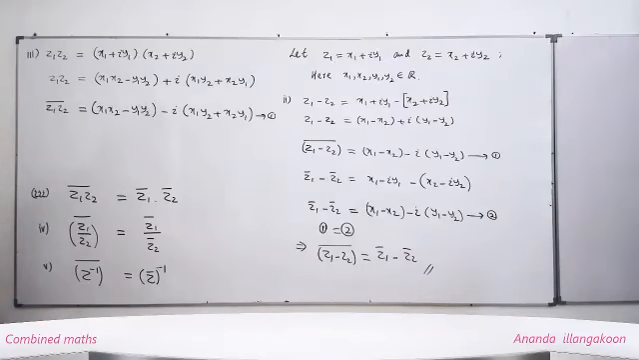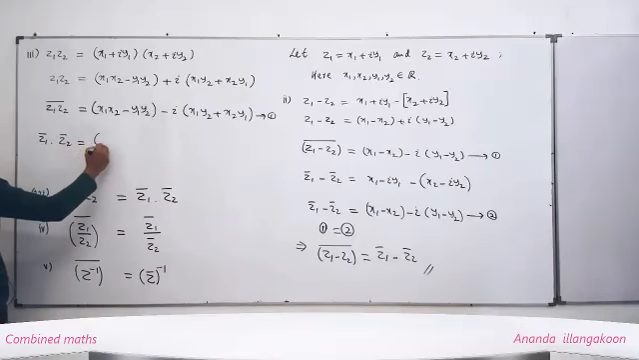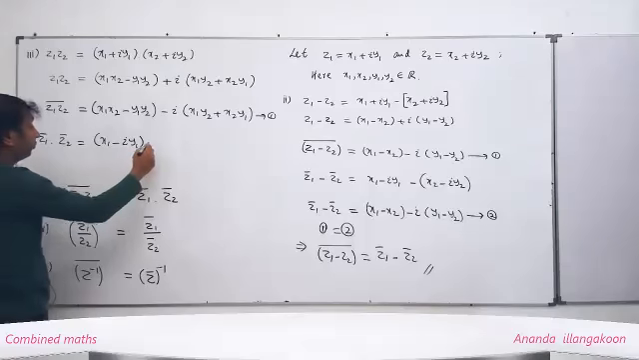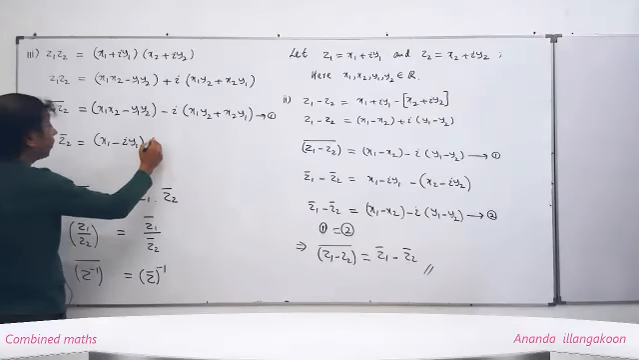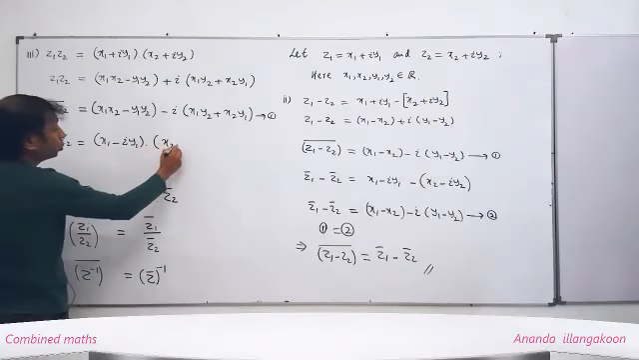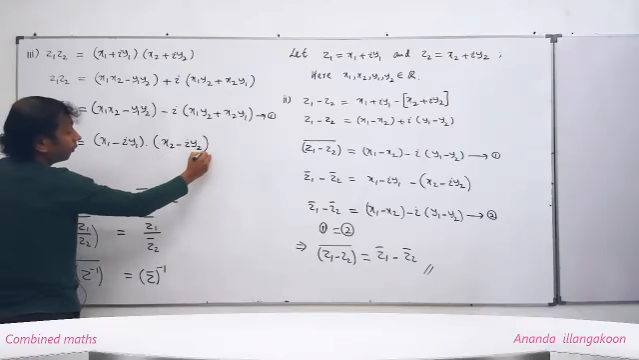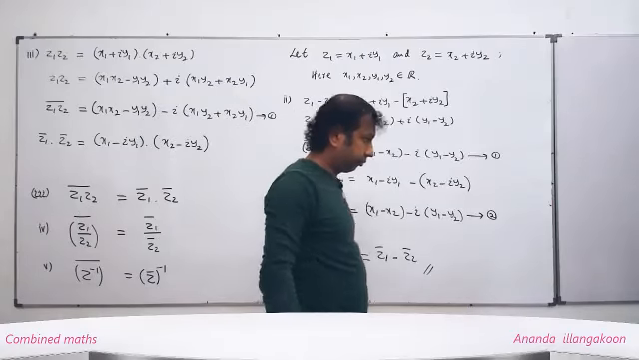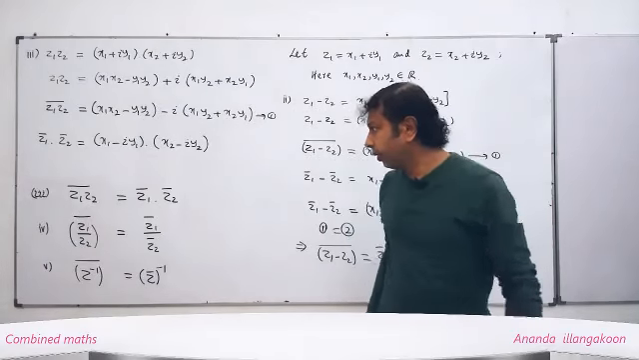And now, right, we take right hand side. Z1 bar into Z2 bar. Z1 bar is nothing but X1 minus IY1 times the other one, X2 minus IY2. This is what we get there. Now simplify the right hand side.